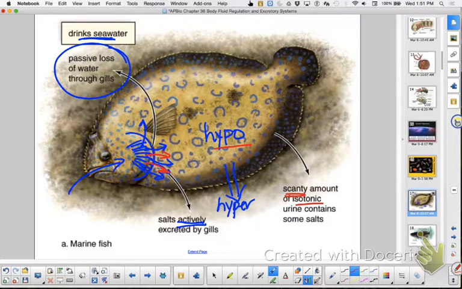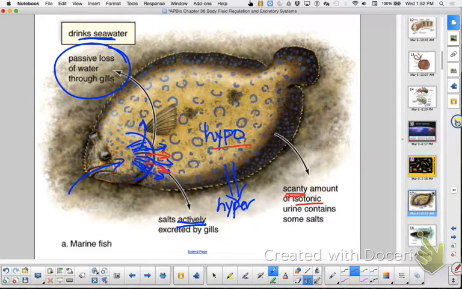So for marine bony fish, in your notes: prone to water loss because they are hypotonic to the surrounding environment. So what do they do? They drink water. At the gills, they actively excrete salts that came in with the water they drank, and they have passive water loss. And number three, scanty isotonic urine.